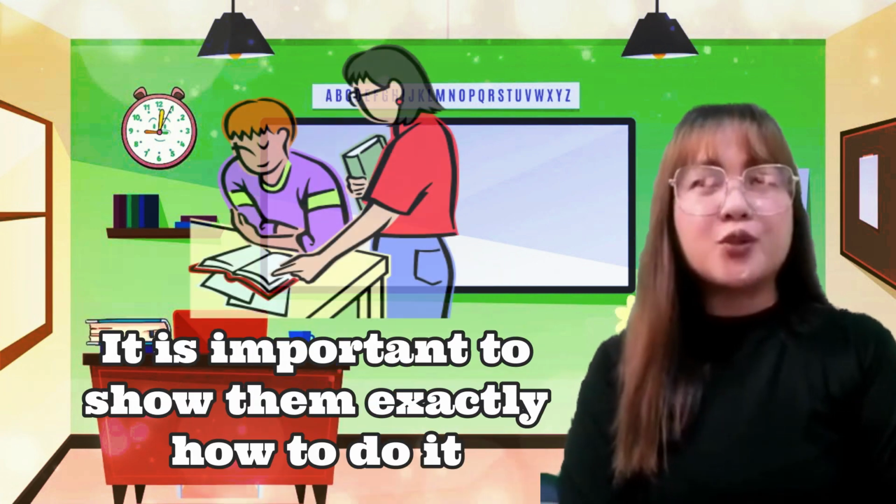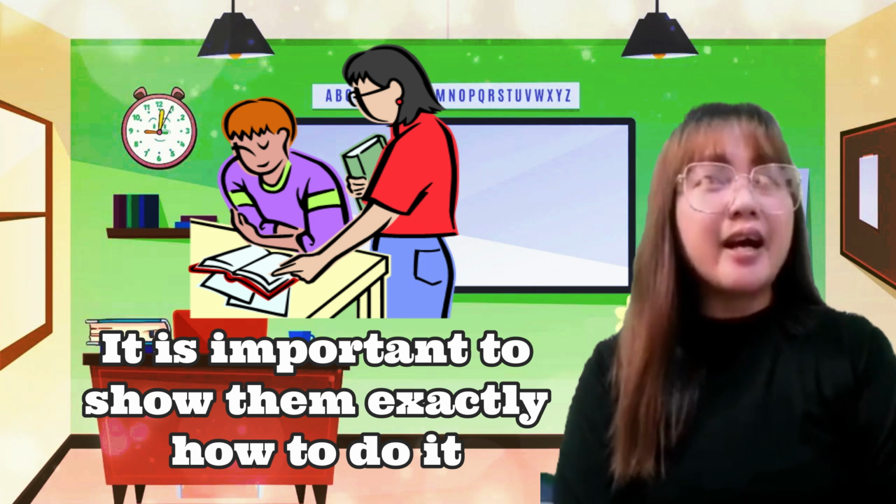Number 1, modeling. After telling the students what to do, it is important to show them exactly how to do it. This will help your students who are visual learners too.